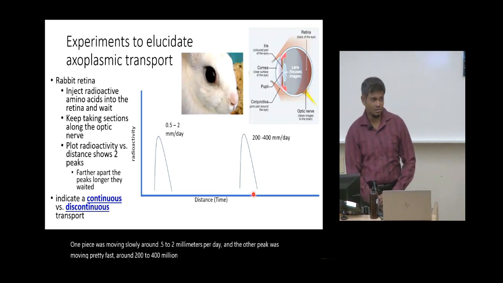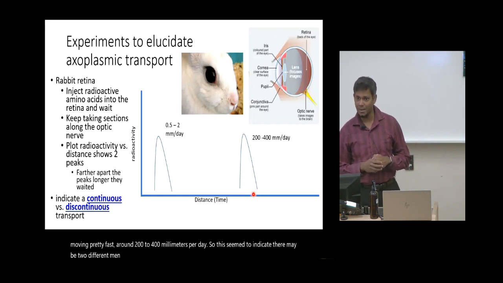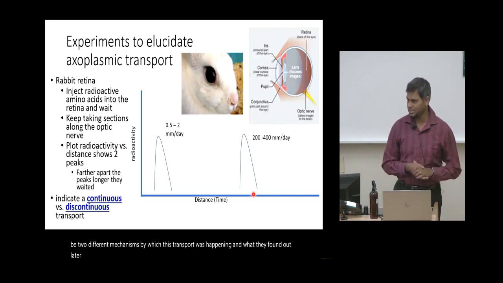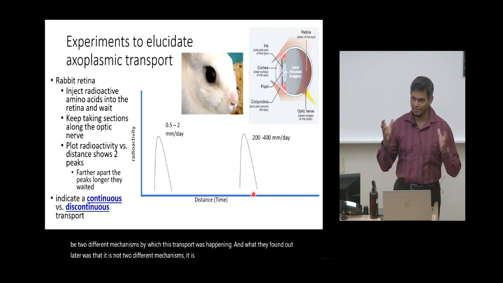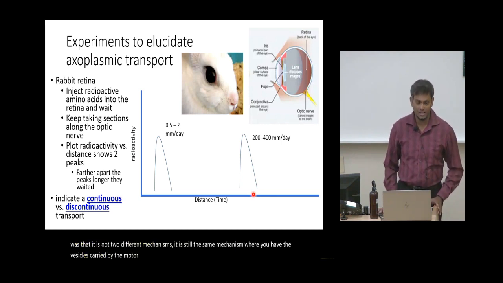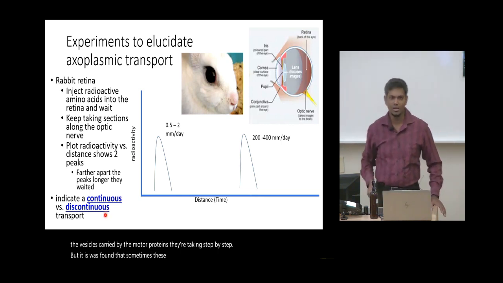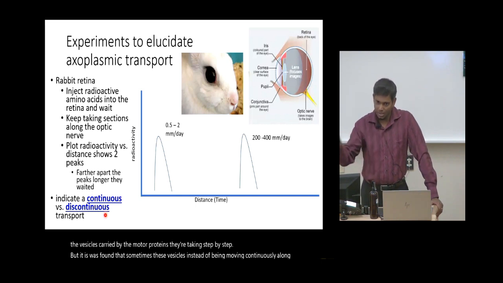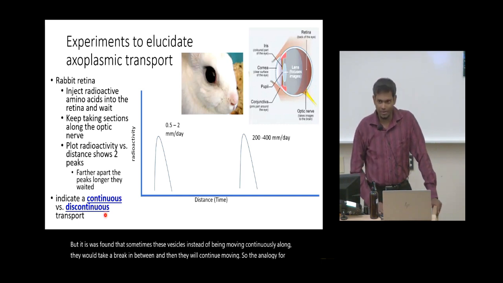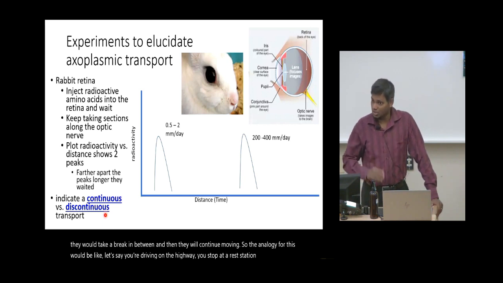So this seemed to indicate there may be two different mechanisms by which this transport was happening. What they found out later was that it is not two different mechanisms, it is still the same mechanism where you have the vesicles carried by the motor proteins, and they're taken step by step. But it was found that sometimes these vesicles, instead of being moved continuously along, would take a break in between, and then continue moving. The analogy for this would be like, let's say you're driving on the highway, you stop at a rest station, you may take a half an hour break, and then you continue moving again.